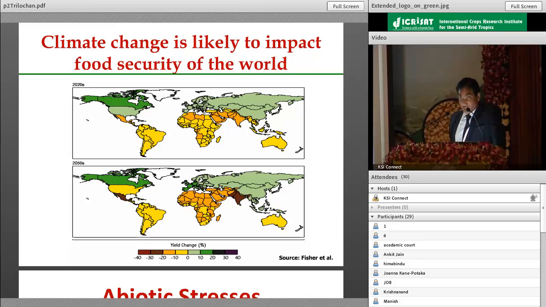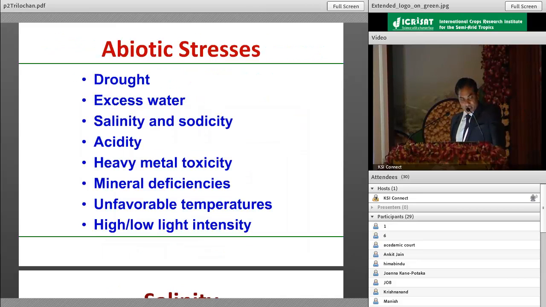And so we all know that abiotic stresses do impact, as a part of climate change and otherwise. Drought, excess water, particularly in case of rice, salinity, sodicity, acidity, heavy metal toxicity, and so on and so forth. And particularly in eastern India, where rice cultivation predominates, there is a problem of low light intensity as a stress. So these stresses often combine.